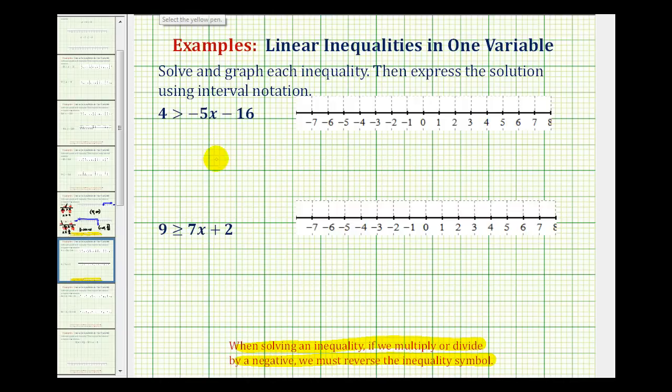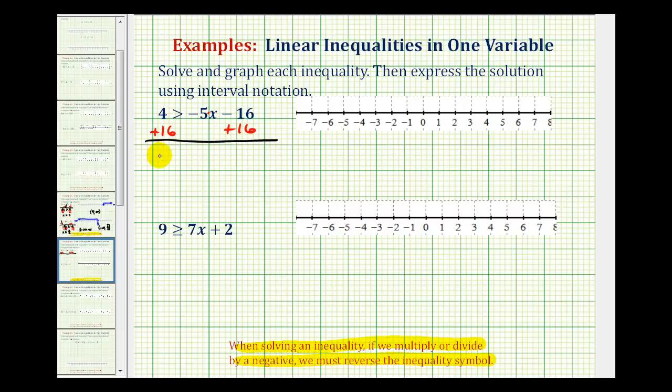One more thing you might notice about these two examples is the variable is on the right side. So to solve these, we'll start by isolating the variable on the right side of the inequality. Looking at the first example, we want to undo this subtraction and also undo this multiplication between the negative 5 and the x. We always undo the addition or subtraction first, and since the opposite of minus 16 is plus 16, we're going to add 16 to both sides of this inequality.